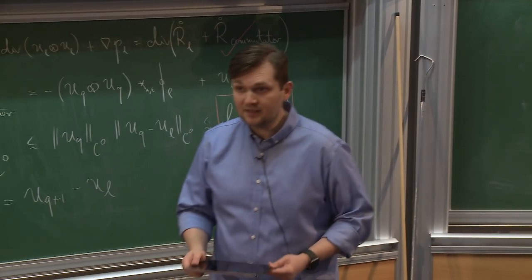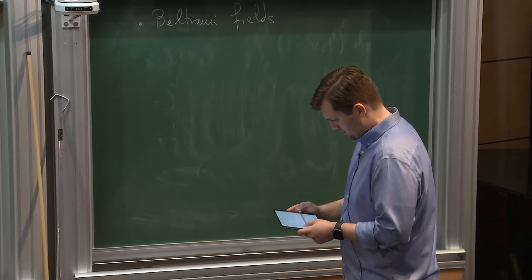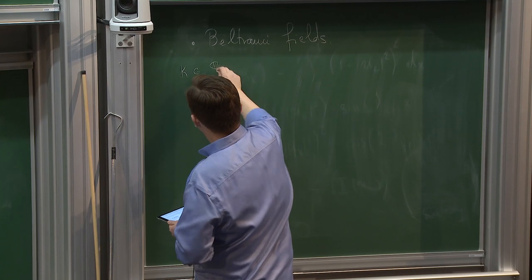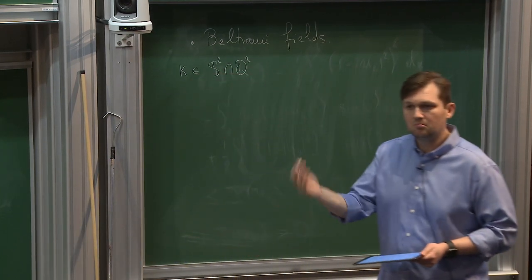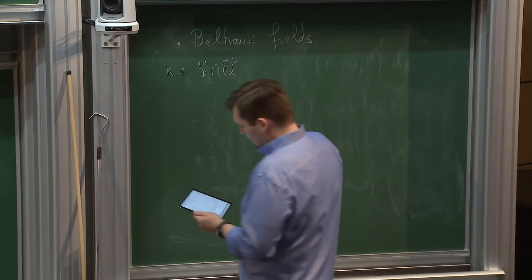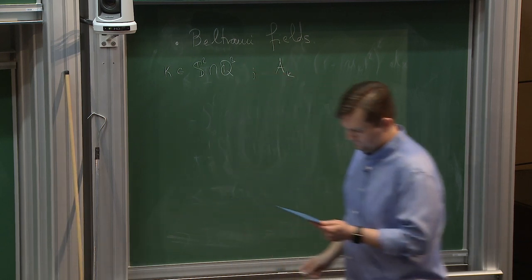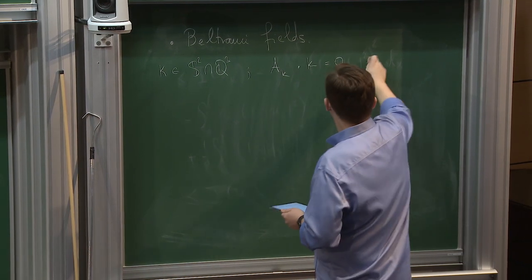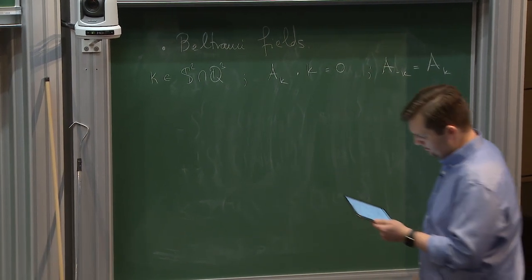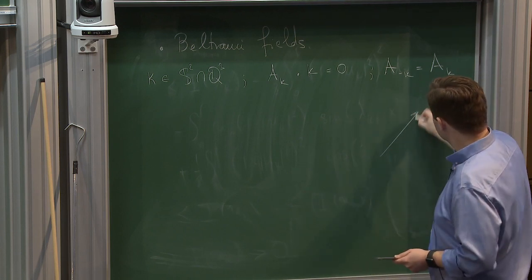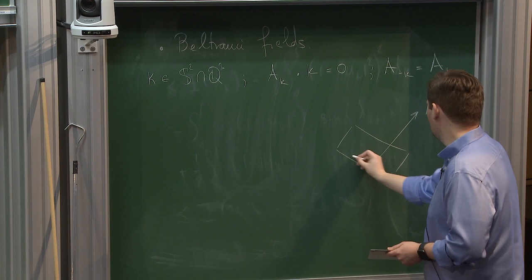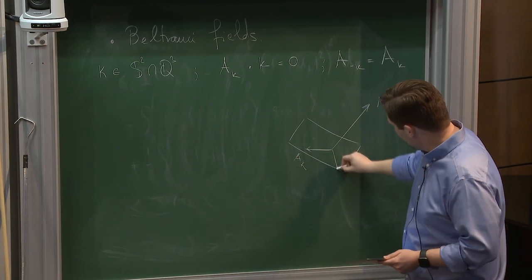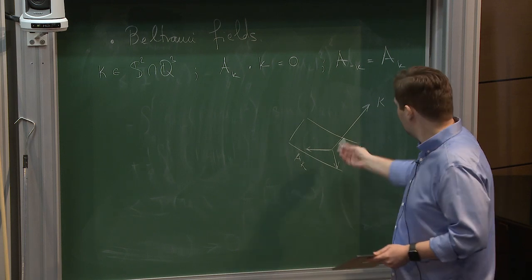So let me construct some complex Beltrami fields. Well, actually, I'll make them real because we do work with real numbers. So given k in there, this is a point on the unit sphere with rational entries. I'm going to choose A_k, also in there, such that it's orthogonal to k. And I'm going to choose A_{-k} to equal A_k. So A_k is just a vector in this plane.